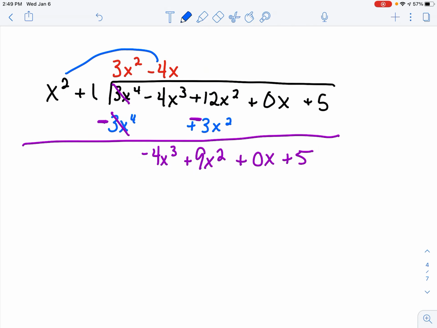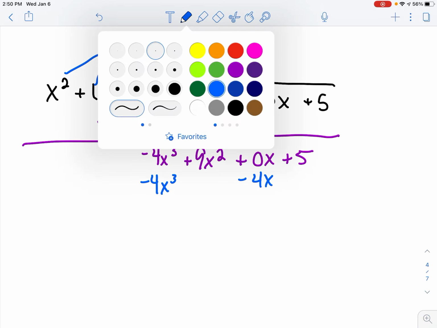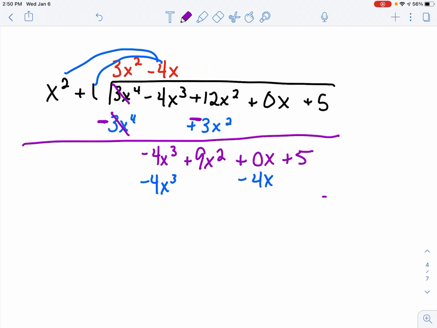So here to here and here to here. Negative 4x times x squared is negative 4x to the third. Negative 4x times positive 1 is negative 4x. Now look, I'm not going to put that here because that's the squared column. I had to put negative 4x here. Thank goodness that I had that 0x in there. Otherwise, I wouldn't know where to put it.